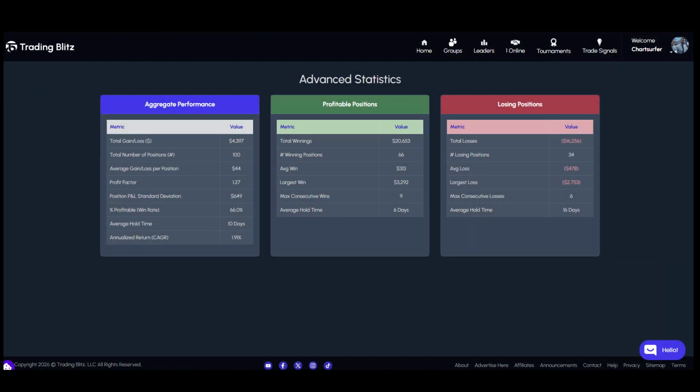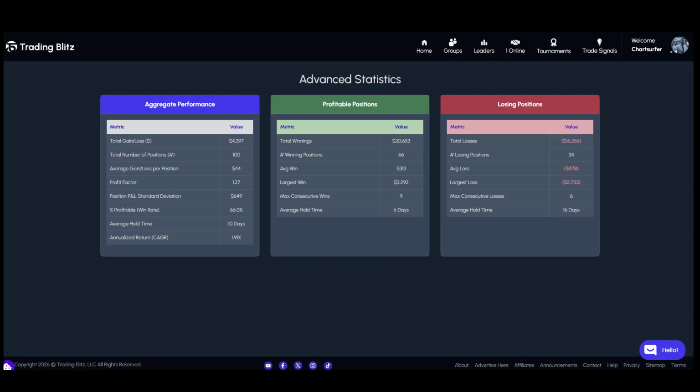Another interesting stat is the average hold time. The average hold time for all trades was 10 days, but when you break it down, we see that winning trades resolved in an average of 6 days, whereas losing trades dragged on for an average of 16 days. Winning trades worked immediately and losing trades basically just sat there.